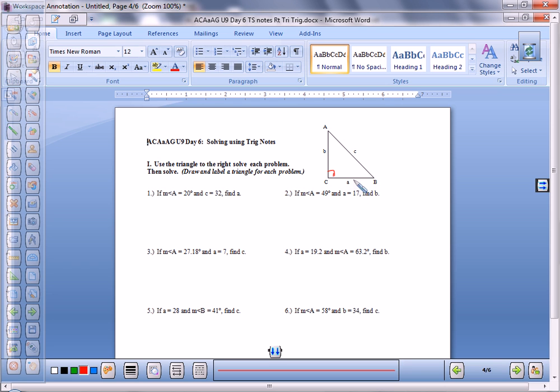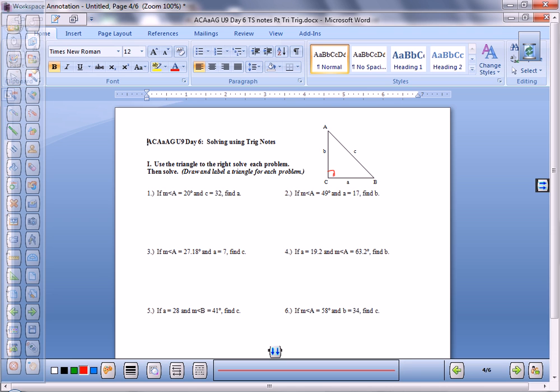We can name the sides of a triangle two ways. We could call this side AC, or we could call it side B. Sides can be named with lowercase letters that are opposite their angle. So opposite angle B is side B. Opposite angle A is side A. Opposite angle C is side C.